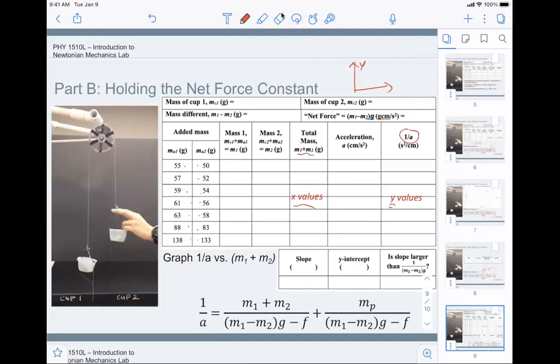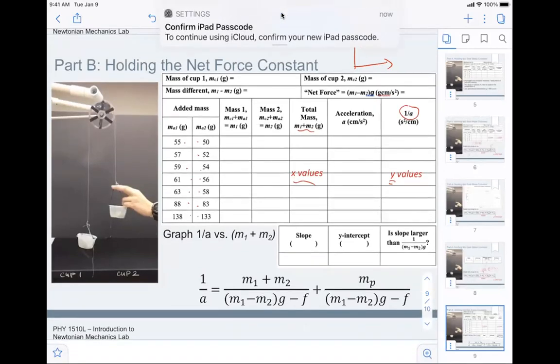Okay, so in this case, you can see what my slope is. This is the slope you read from your data.